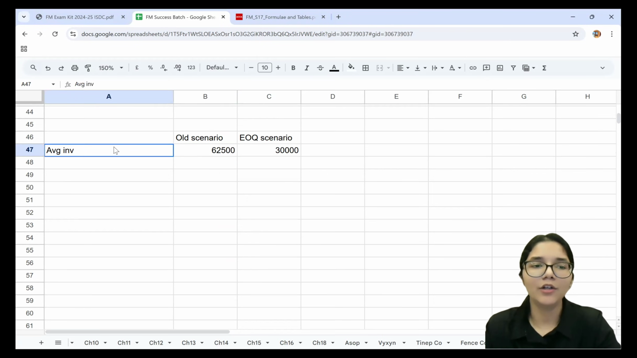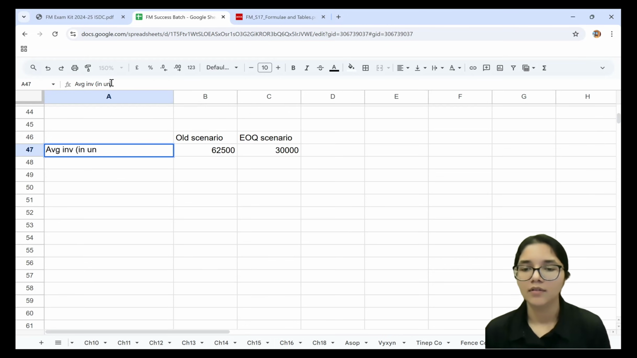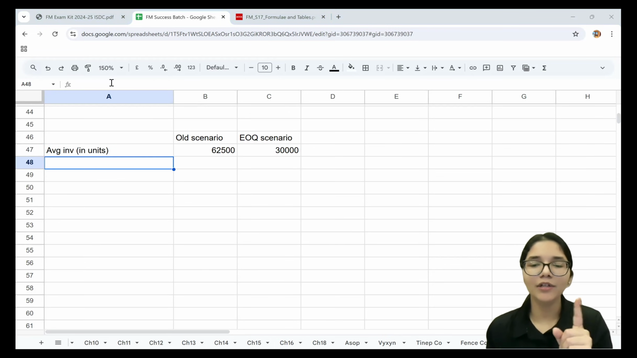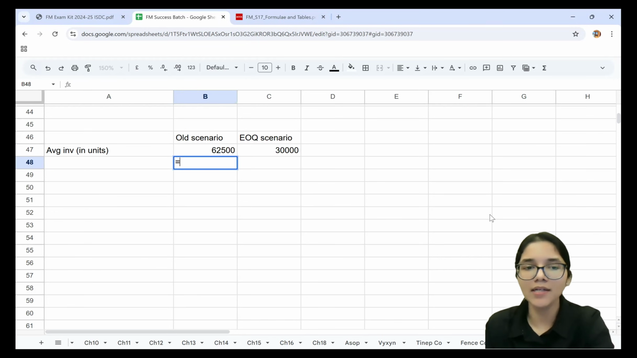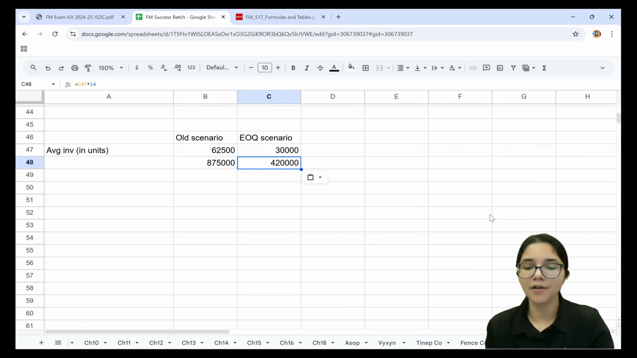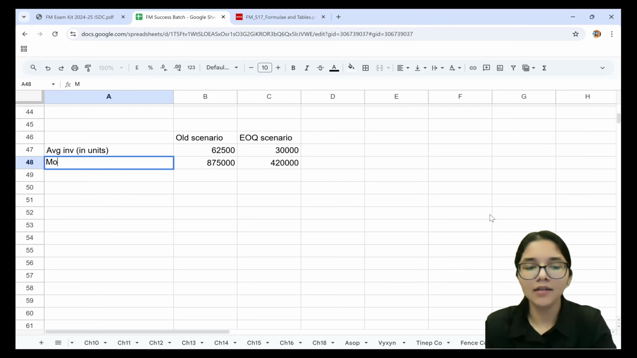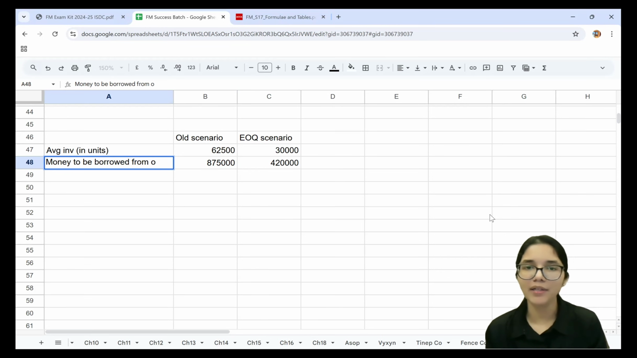How much money would I need to borrow? This is the number of units. If one unit costs me $14, 62,500 units will cost me 62,500 times 14. And similarly, 30,000 will cost me 30,000 times 14. So this is the money to be borrowed from my overdraft, right? Is everyone with me till here?